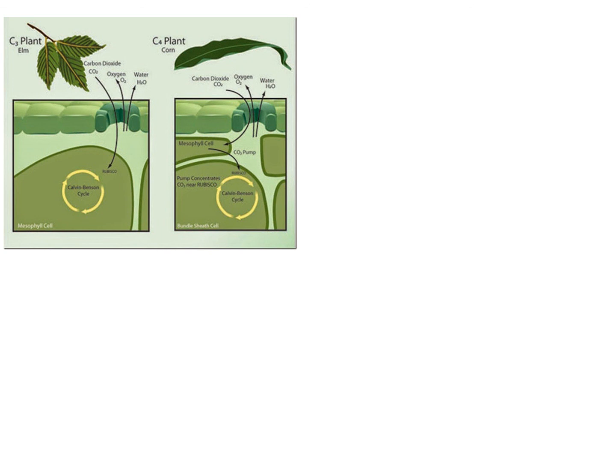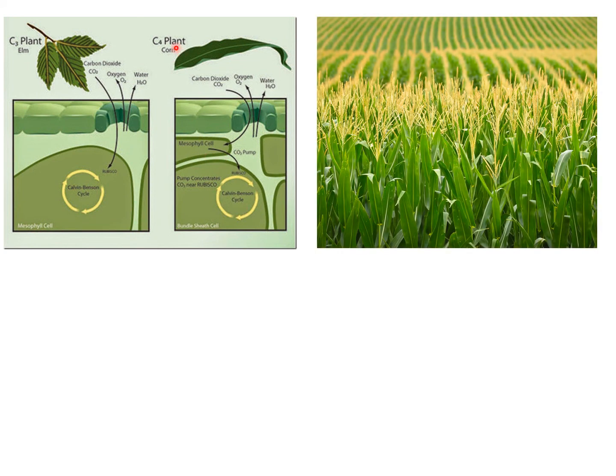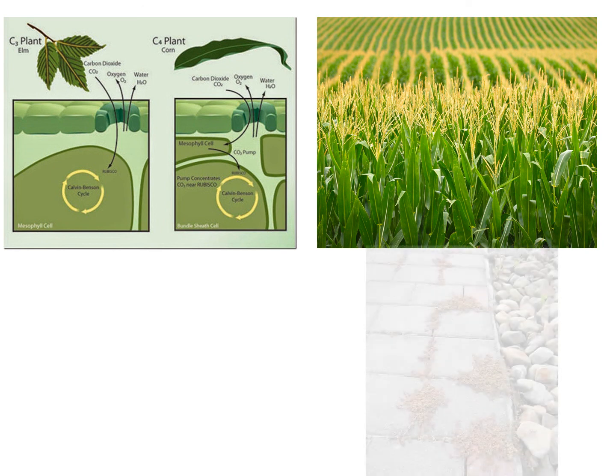That's the major point that I want to make. Make sure you understand that it's PEP carboxylase that's involved. It takes over from rubisco and helps protect the plant, but it's also a spatial organization of photosynthesis. And like we show here, corn is a C4 plant. It can do much better in drier and warmer conditions than many C3 plants.